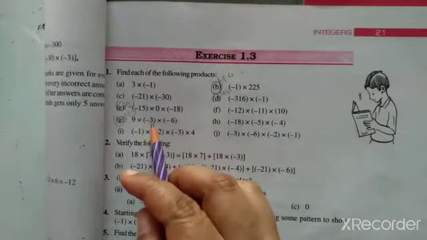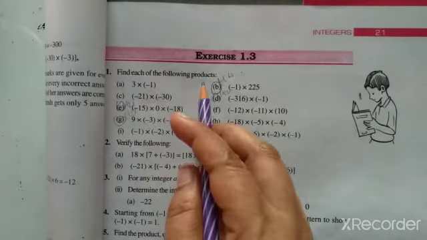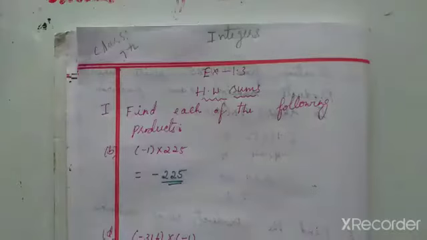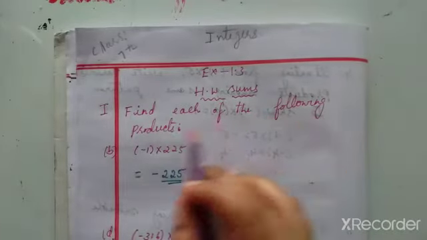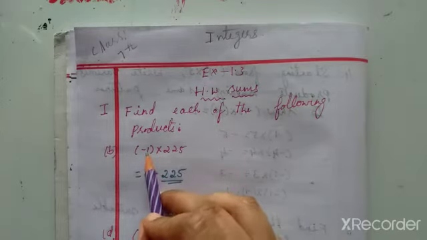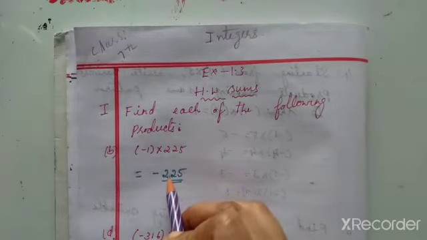G1, 9 into minus 3 into minus 6. Just find the product, means just multiply and check the answer. Okay, this is a homework sum. Find each of the following product. In that B is a homework. Minus 1 into 225. So 1 into 225 you have to multiply.